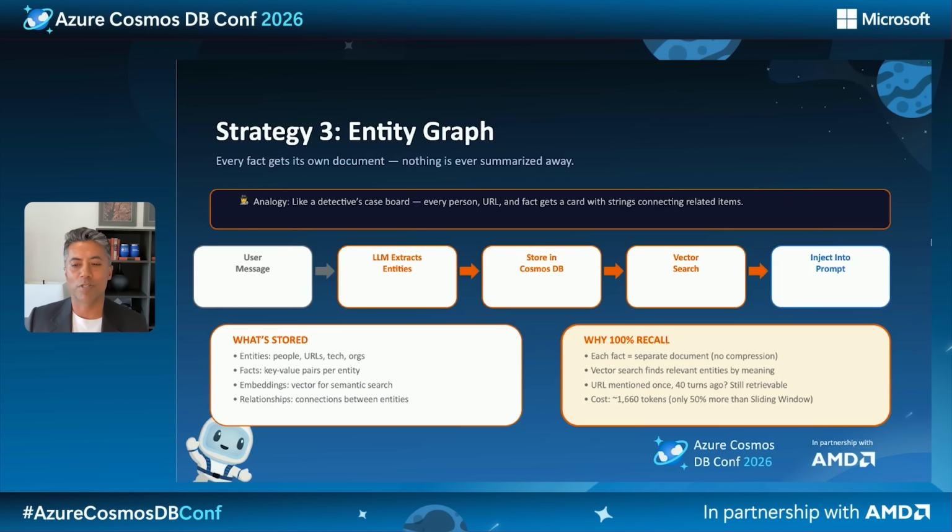Now, why do you get 100% recall in this particular case? I mean, the reason is simple because we don't really have any compression. We're doing the vector search, we're getting those entities, and those entities have the facts, and we can get all of that back. So in this particular case, for this particular data set, we are able to get 100% recall, except we're also using average 1,660 tokens. That's pretty much 50% more than the first strategy, that's sliding window. And remember, that's cost. So that's another consideration.